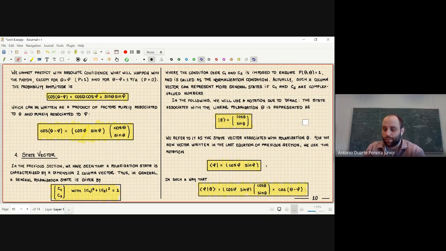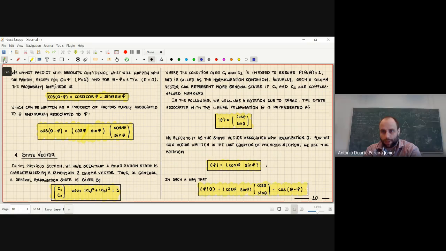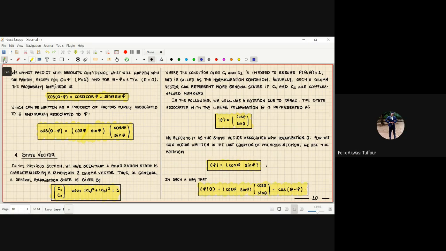Yes, there is a question. Please, I'd like to know about the choice of your bra and your ket. You made the first one, theta, the ket, and you made phi the bra. I would like to know if I choose to make the bra the theta, and make the ket the phi, would that affect my results?